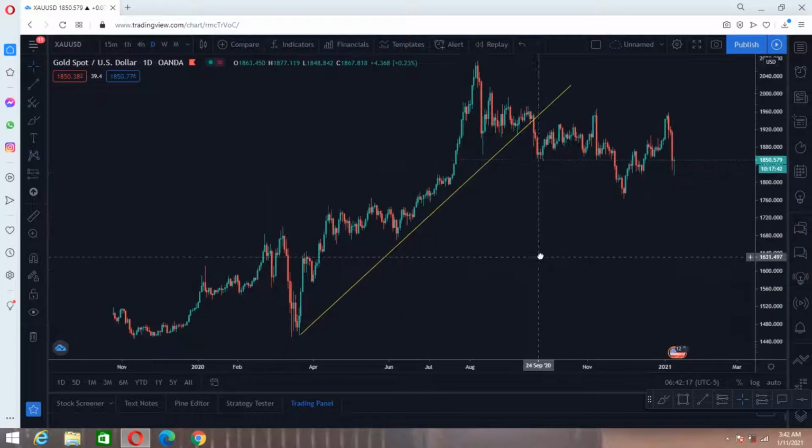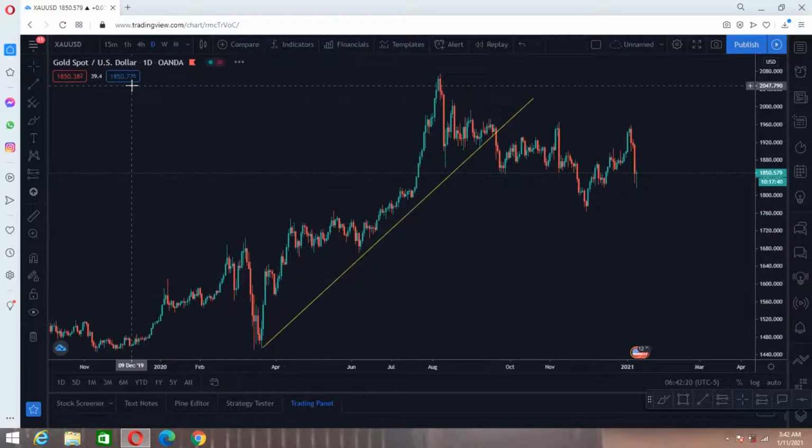This is what I saw on the gold. So as you can see, I'm analyzing this on the daily time frame.